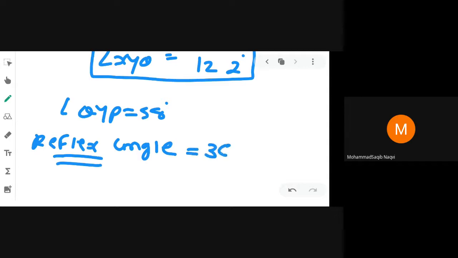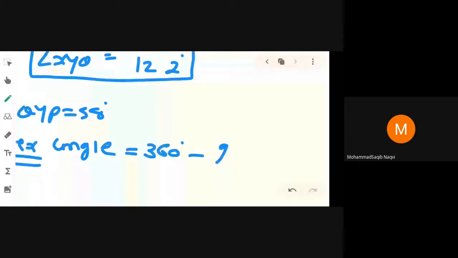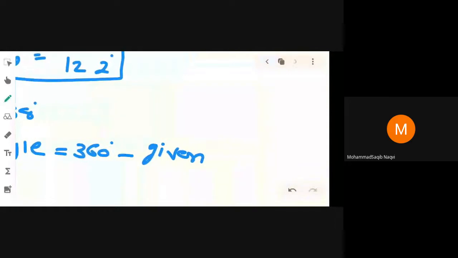Reflex angle means 360 degree minus given angle. Yes or no? Again revise these three terms. Supplementary angle means 180 degree minus given angle. Complementary angle means 90 degree minus given angle. And reflex angle means 360 degree minus given angle.